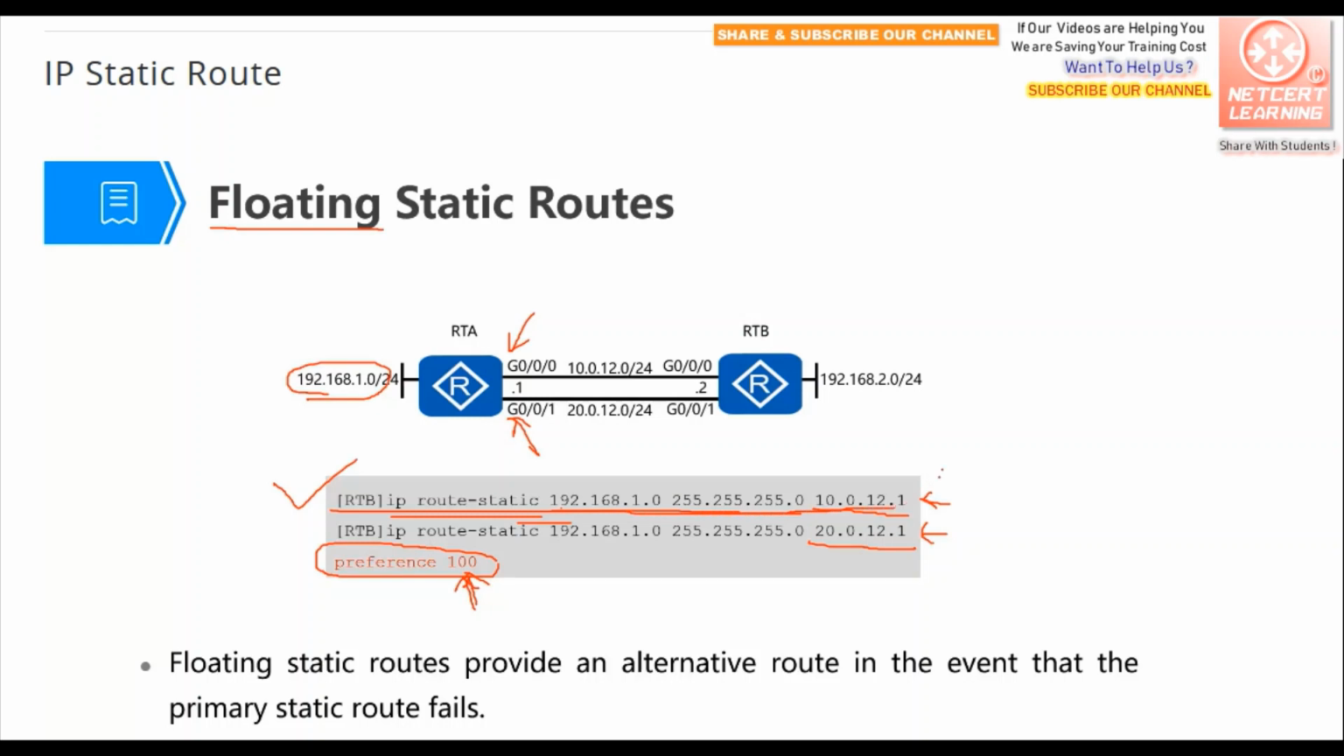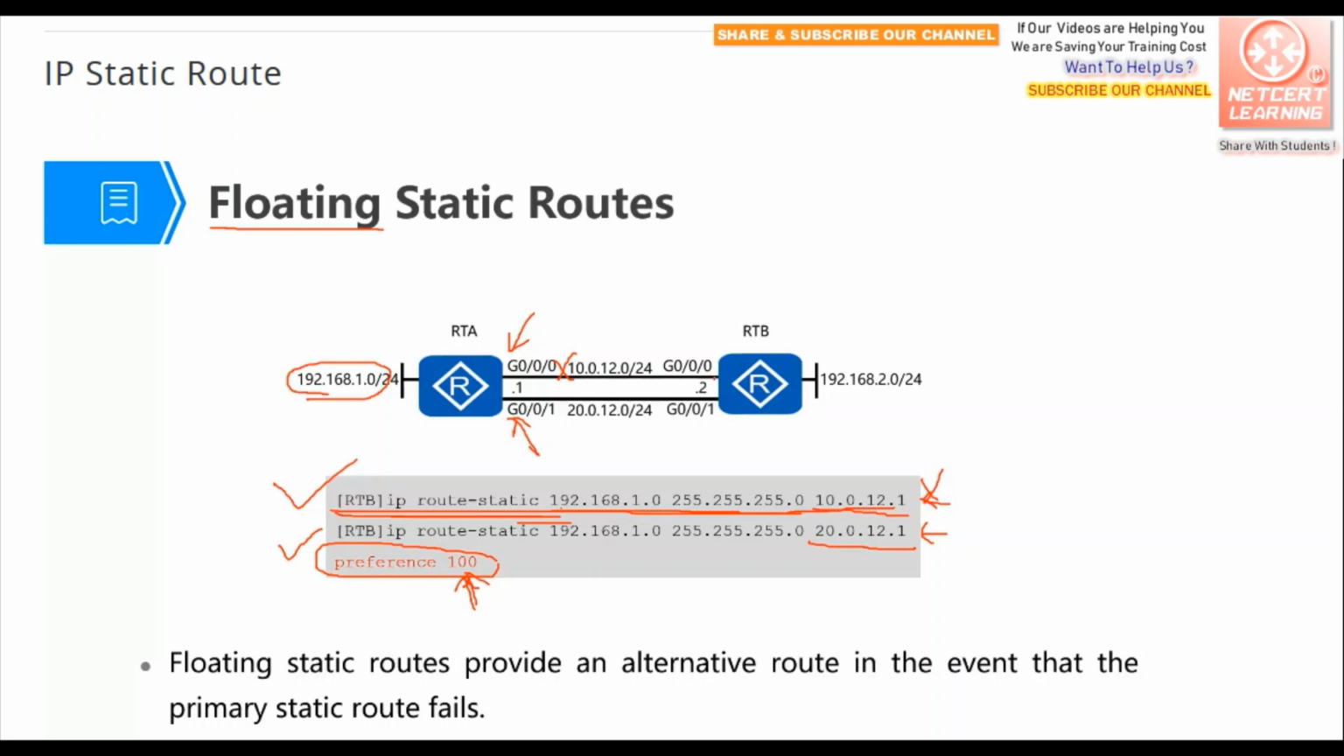If this route item disappears, then the second route will appear on the routing table, okay? Then when will the first route item disappear? When the link is broken, okay? When the link is down, when the interface is down.